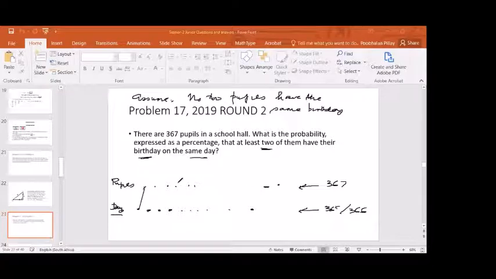So what it means is that you've got 367 pupils here, and 365 days, right? Now you'll see that that's not possible. The reason being that if I take the second one, he can't have the same birthday as the first. But if you take the third one, he has to go on a different day because he can't share the birthday with the other guys. So like that, each one will take a different slot.